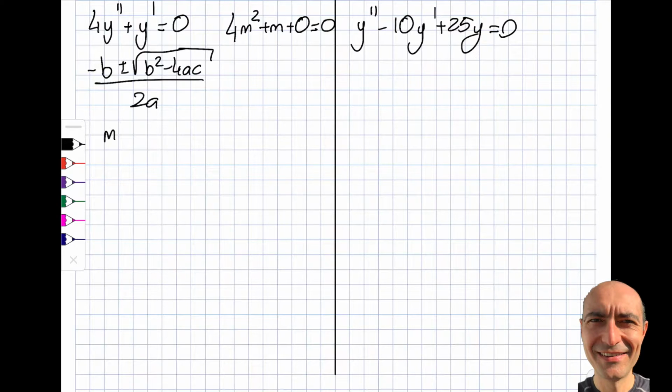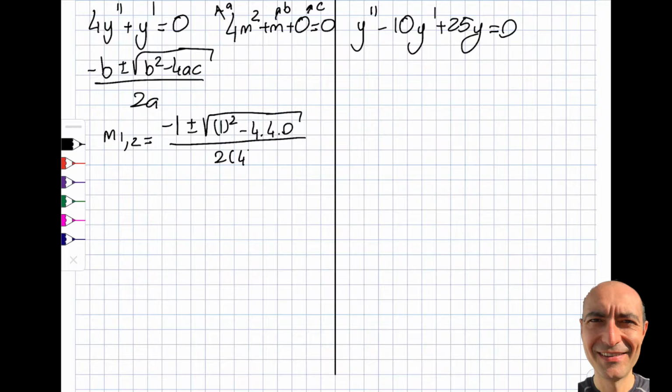So let's write it in here. m1,2 will be minus 1. This is a, this is b, b is 1, c is 0, plus minus the square root of 1 squared minus 4 times 0, that is the c, divided by 2a, which is 2 times 4. Let's put it in parentheses so it doesn't look like a 4.4. So you can see in here I will get minus 1 plus minus the square root of 1 squared, so that's 1, divided by 8.